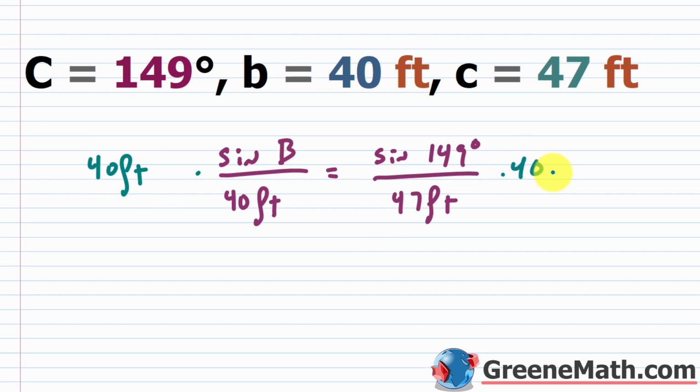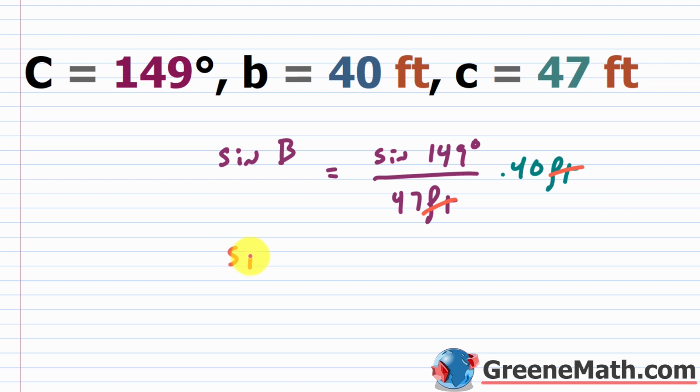Let's do that over here as well. This will cancel with this, and I'll erase this so it's cleaner. Let me cancel the feet with the feet there. So your sine of B is going to be equal to the sine of 149 degrees times 40 over 47. Let's key that into the calculator, and I get about 0.4383. Let's just cut it off there.